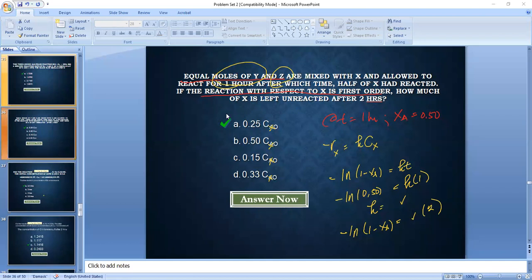If you're not very careful with having to read this particular question, you may answer that it's 0.75. Although among the choices, it's not given. But if it's given there, you will answer 0.75. Of course, you'll get wrong because what is asked is the portion that was not reacted, not the portion that has reacted. Okay? Okay, I will clear my markings here.